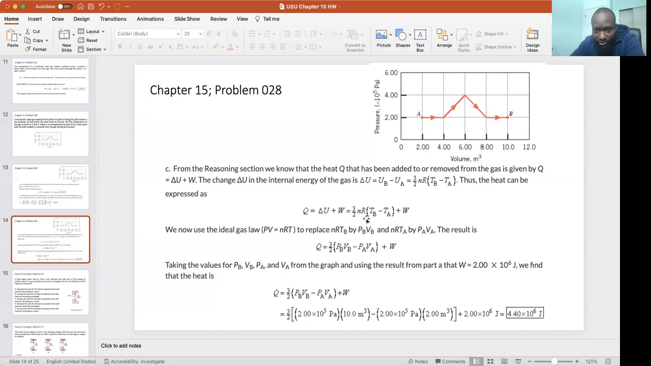So it becomes 3 over 2 times PBVB minus PAVA, plus W. Then taking the values of PBVB and PAVA from the graph, and using the result of W we got from part A, we find that the heat Q is 4.4 times 10 to the 6 joules. It's just a substitution to get the final answer.